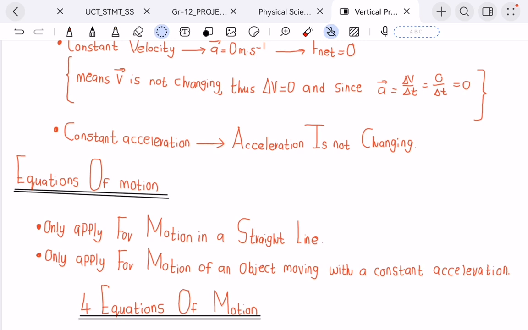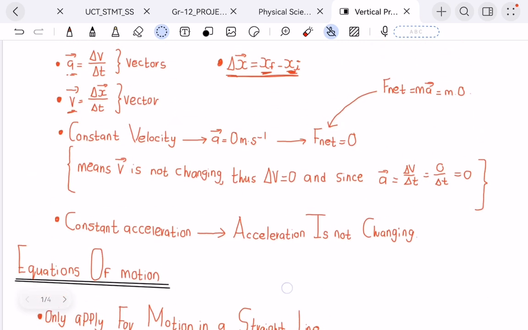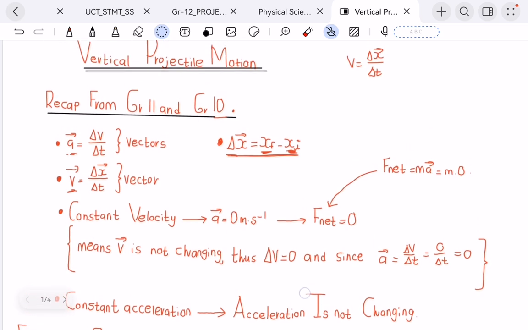And then the other most important thing is constant acceleration. So what does that mean? It means that the acceleration is not changing, meaning that the acceleration is the same. So if I was moving with an acceleration of 2 meters per second squared after 1 second, that means that after 5 seconds I'm still moving with the same acceleration, right? You will see how this comes in handy in the chart that you are doing, which is vertical projectile motion, right? So for the sake of this video, I'm just gonna end there.